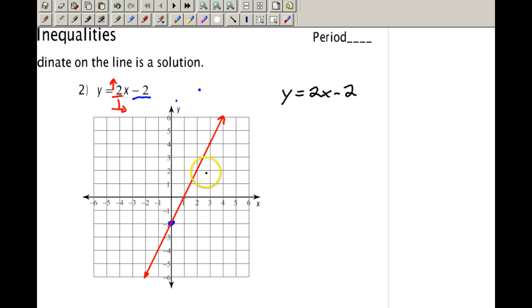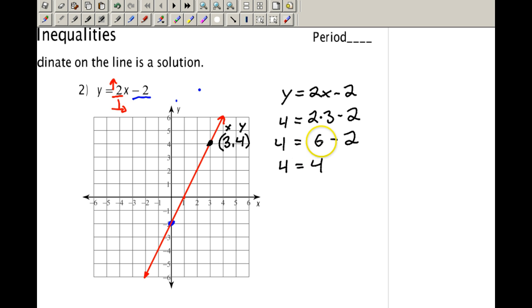So here, I'm going to pick, let's say here, I'm going to pick this coordinate. I can pick any one of them, but I'm going to pick this one, 3, 4, and plug it in, my x, my y, into x and y. So I have 4 equals 2 times 3 minus 2. And when I simplify this, I should get a true statement. Like 4 equals 4 is true.